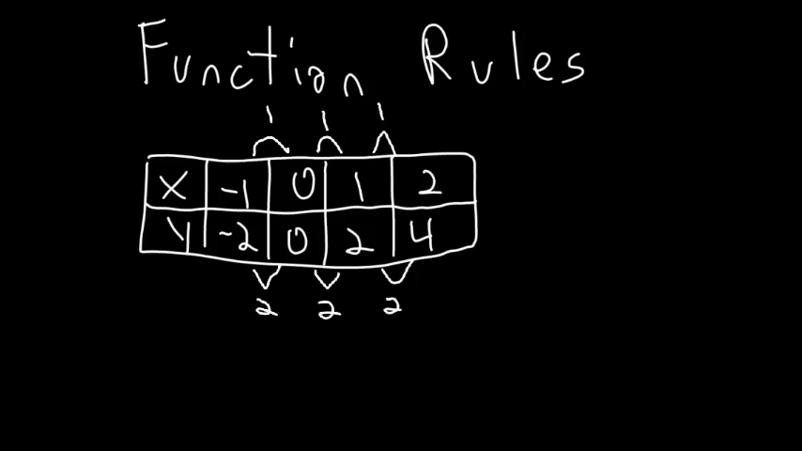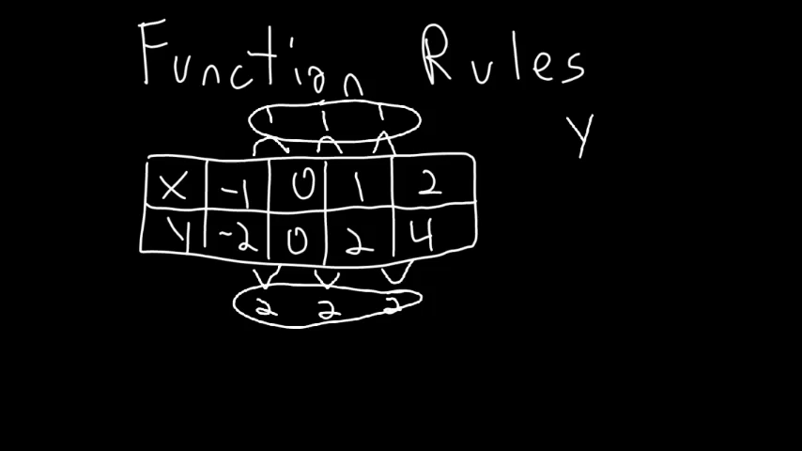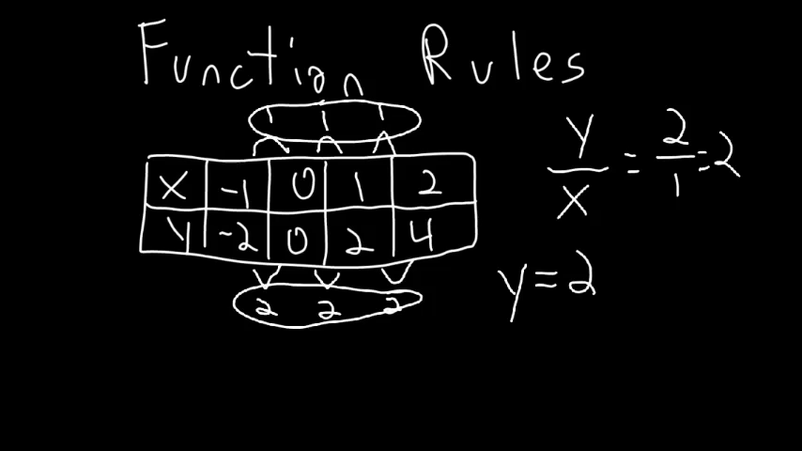So to create your function rule, it's always going to be whatever you got down here for your y's over what you got for your x's. So for this case, it's going to be 2 over 1. And you can reduce that to just 2. So you're always going to start your function rule y equals, and then whatever you got for your ratio there, you're going to pair it with your x.